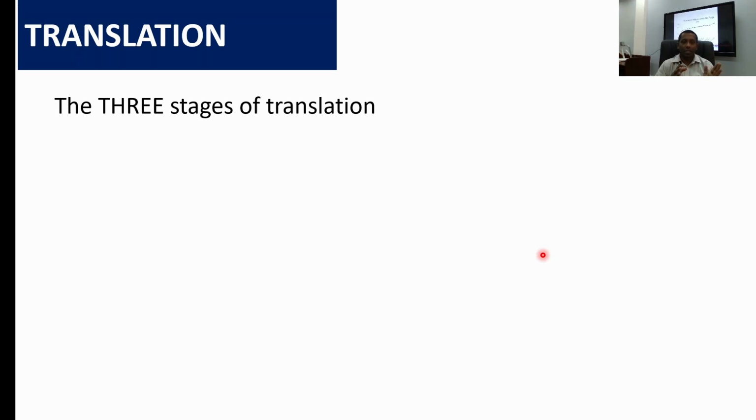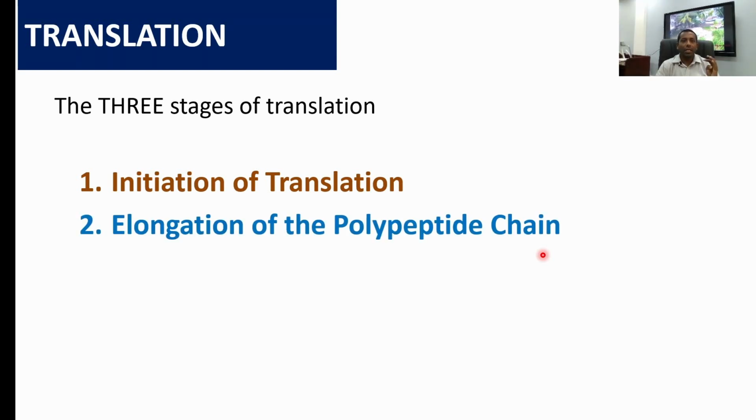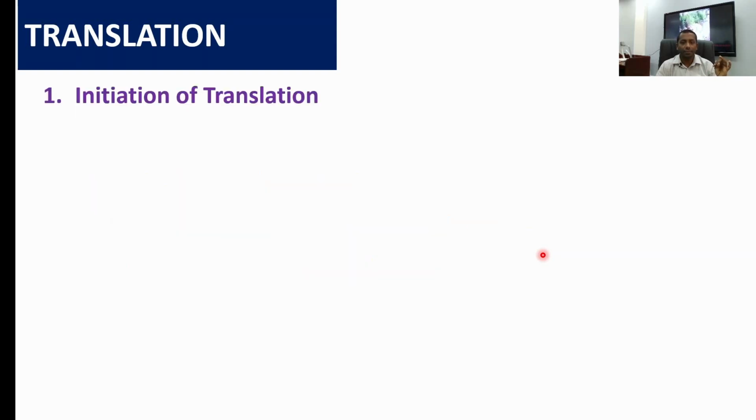Similar to transcription, translation also has 3 stages. First, initiation of translation, elongation of the polypeptide chain, and termination of the translation. So, we will start with the first stage, initiation of translation.